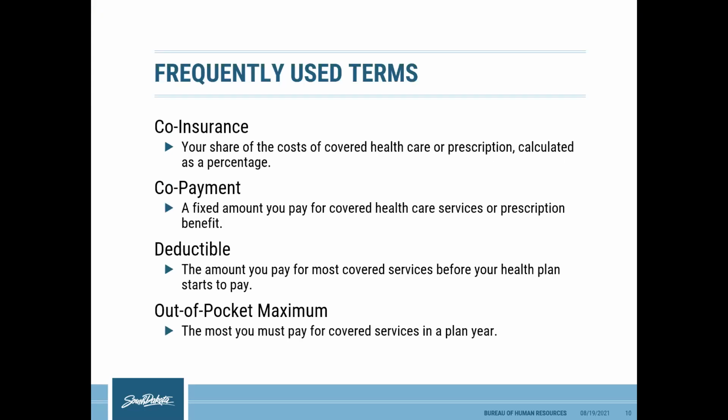Some of the frequently used terms you'll experience will include coinsurance, which is your share of the costs of covered health care or prescriptions, usually calculated by a percentage. A second term would be copayment, which is a fixed amount you will pay for your covered healthcare services or prescription benefit. Now we have a deductible. This is the amount you will pay for most covered services before your health plan starts to pay. And finally, we have the out-of-pocket maximum, the most you will pay for your covered services in a plan year.